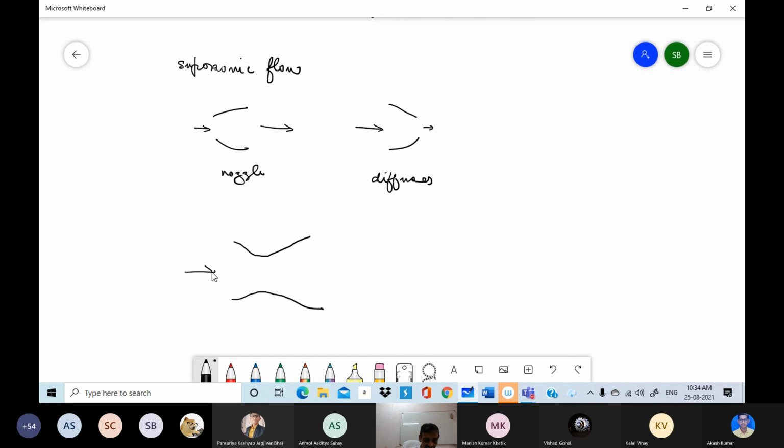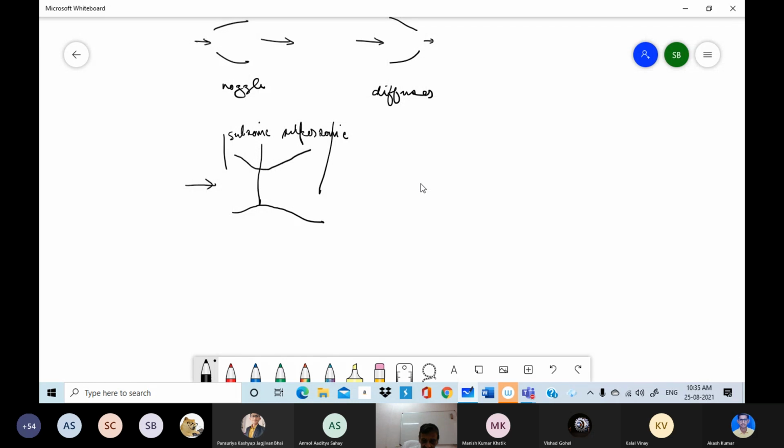looks like this. So this is the subsonic section, and this is the supersonic section. Now, the mathematical justification of this would require detailed calculation of compressible flow, and as yet we haven't even done incompressible flow. So it is just to make you aware that this sort of a situation does exist.